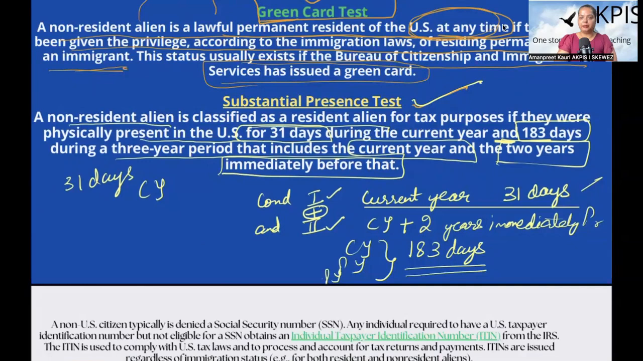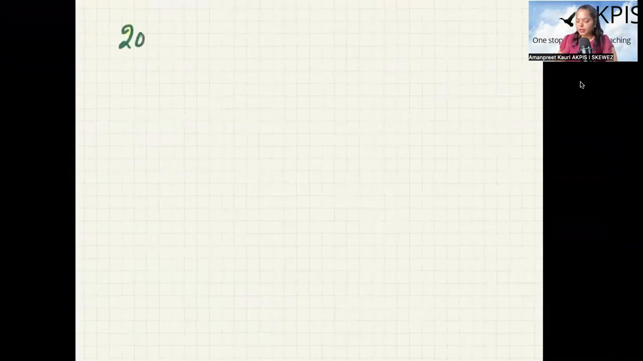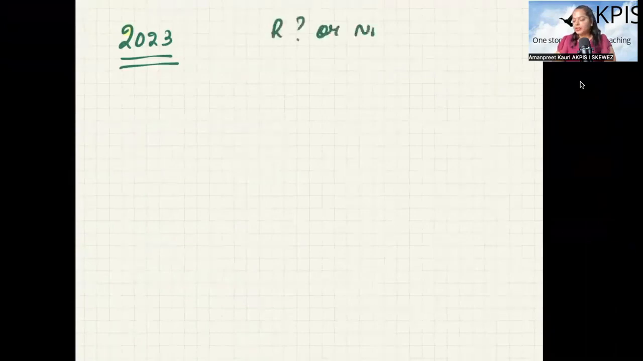Let's take an example. Let me give you an example. Let's add a sheet over here. For example, if we are evaluating and computing the filing requirements for a year, let's say 2023, as to whether the person is a resident or a non-resident.